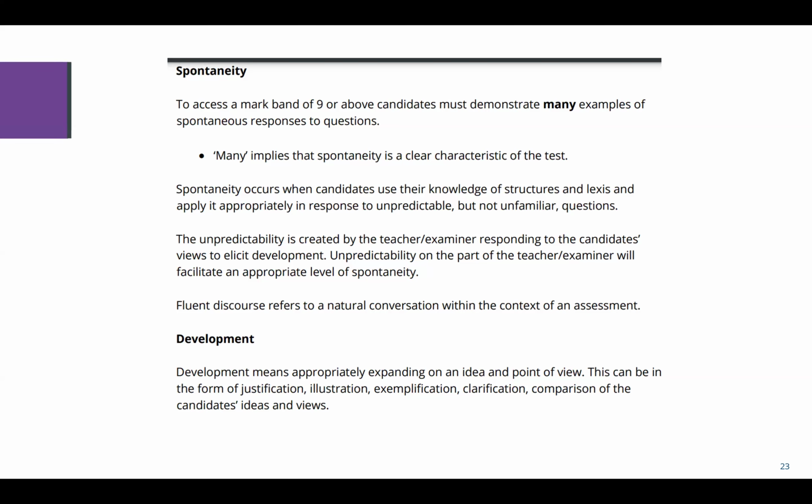It is that they're able to expand a little bit on each idea, so that it isn't just a bare bones answer, but it's got some examples. They can justify something, that's an expansion. They can give you an example, that is exemplification. So there are all these different ways of fulfilling the criteria.